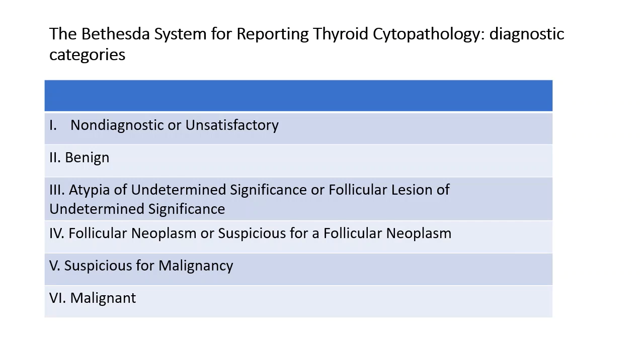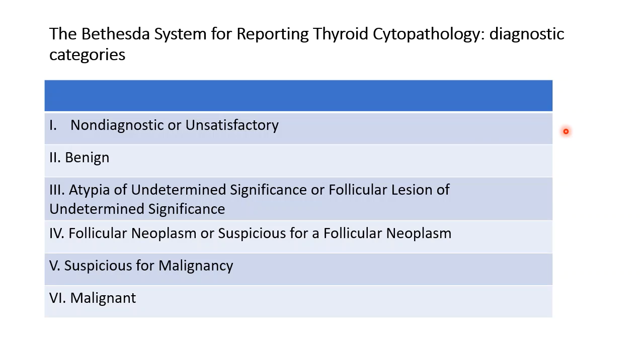So this is the Bethesda system for reporting thyroid cytopathology. Every report should begin with a diagnostic category. There are 6 diagnostic categories, and where possible a sub-diagnosis should be given in all cases. But if not possible, it is not necessary.